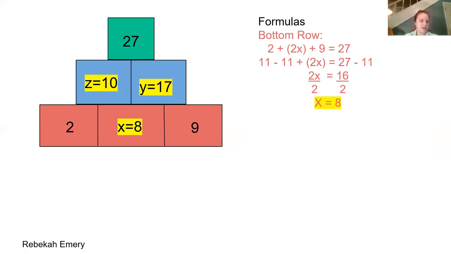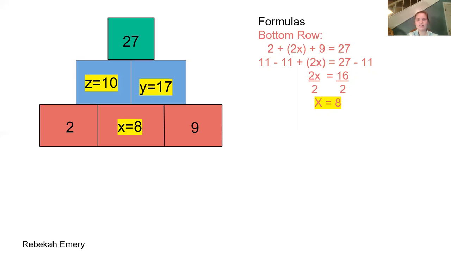You might first think, okay, this is easy. If y, the middle row, is equal to the top row, then the bottom row should equal the middle row. But we soon realized that that doesn't work because x has to be used twice. We add it to 2 to find z, then we also add it to 9 to find y. We need to find a formula to help us solve the bottom row first. Moving from left to right, we need to add 2 plus 2x plus 9 to equal 27.